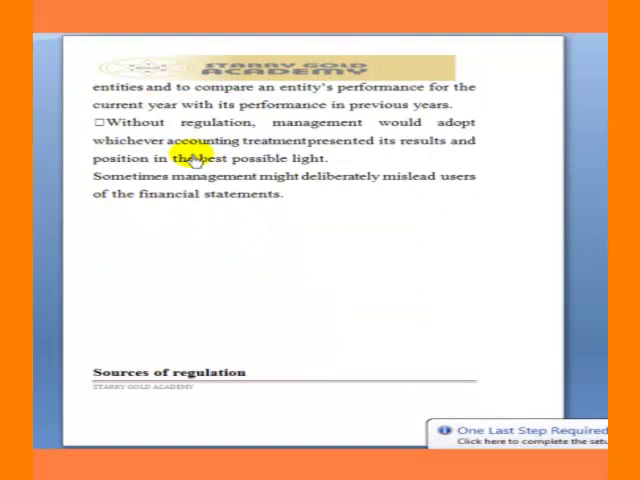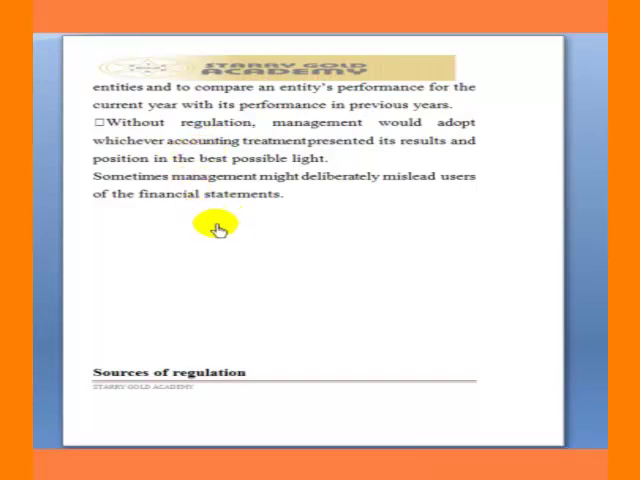Then finally, we need a regulator so that the management of a company won't just adopt whatever they feel like. They will have to prepare accounts in line with the laid down rules and regulations. For example, there is IFRS and there is IAS, which we are going to discuss in more detail. The regulator will ensure that every entity follows the rules stated, not that a company prepares the accounts the way they like. So they have to follow a guideline.